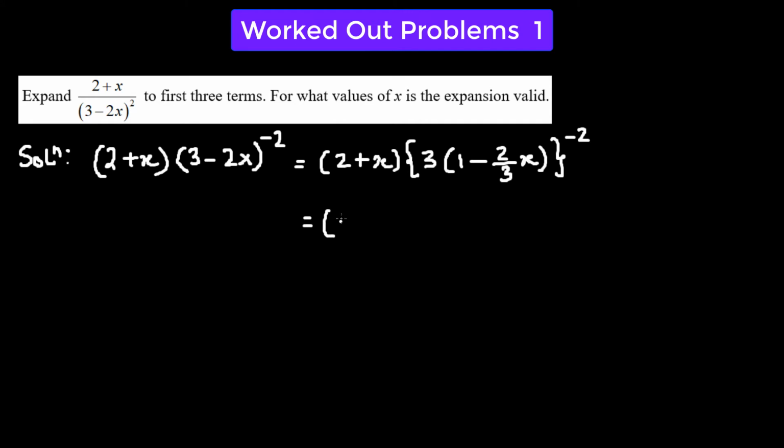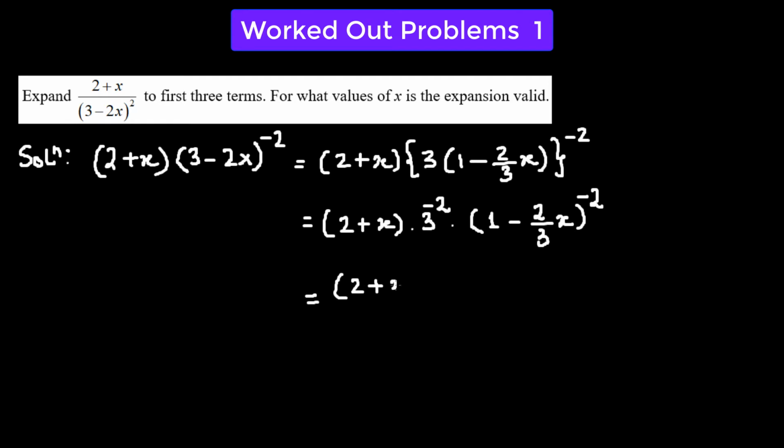And that should give us 2 plus x times 3 raised to the power negative 2 times (1 minus 2 over 3 times x) raised to the power negative 2. On further simplification, we get 2 plus x divided by 3 squared, which is 9, times (1 minus 2 over 3 times x) raised to the power negative 2. Now we are going to expand the second expression, which is (1 minus 2 over 3 times x) raised to the power negative 2, using the binomial theorem.